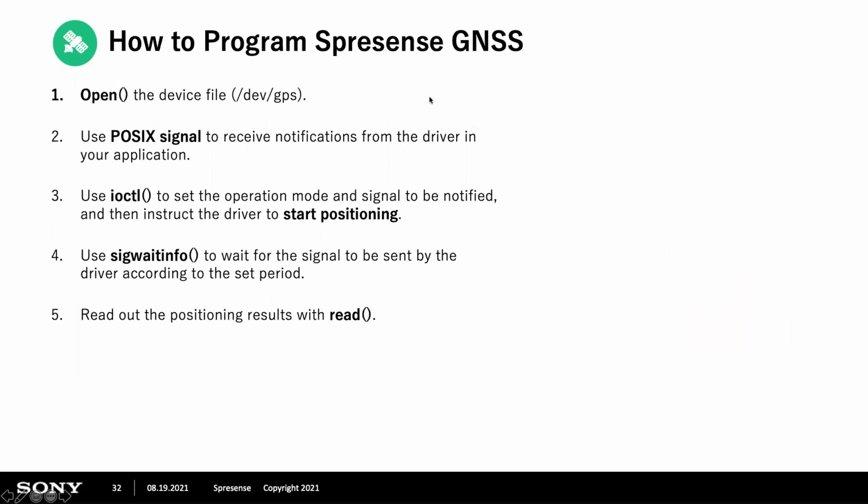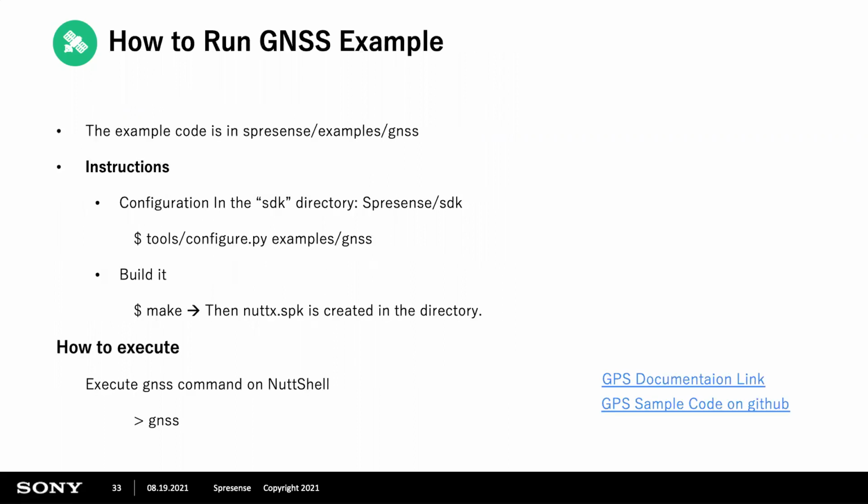These are the 5 steps that you need to do if you program the GNSS. Just briefly, you need to open the device, which is /dev/gps, and then you use POSIX signal. Then you use IO control to start positioning. You use sig wait info to get the info of the signal, and then at the end you read the position.